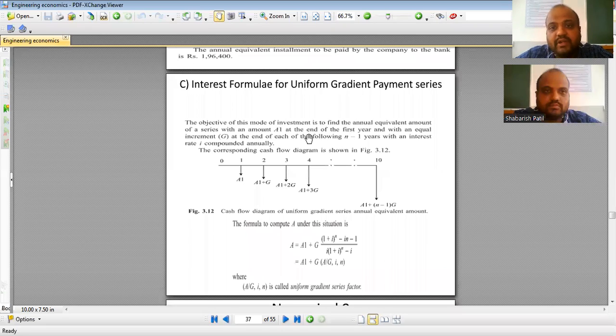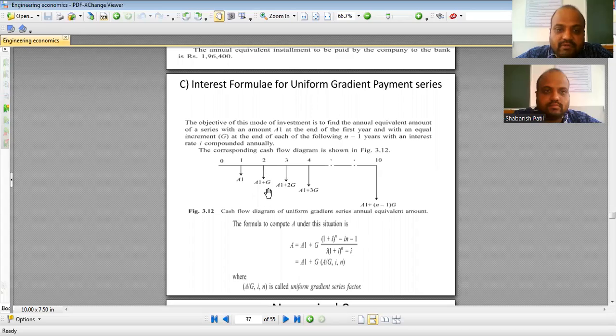Here it is uniform gradient payment. If you take the example of a load, it's similar to a uniformly varying load. There is an annuity A1 which is paid at the first period, and subsequently our annuity is increasing with some value G. It's an increment here. The objective of this mode of investment is to find the annual equivalent amount of a series with an amount A1 at the end of the first year, and with an equal increment G at the end of each of the following subsequent n minus 1 years, with an interest rate I compounded annually.